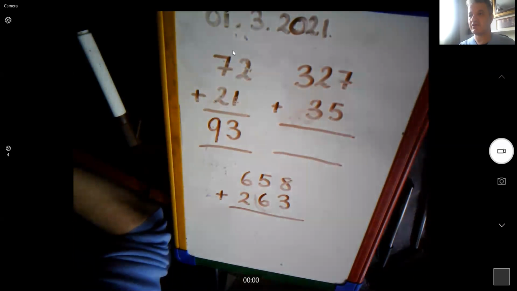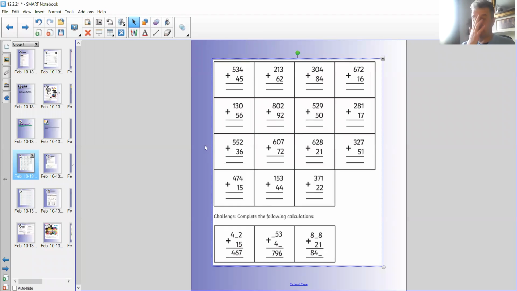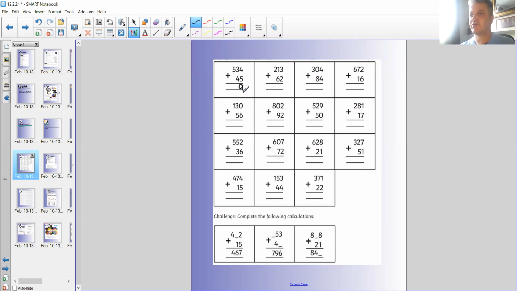Now, this is the sheet I'd like everyone to have a go at. These are all straightforward, the 3-digit adding 2-digit questions. So if you think about 534 add 45, I can just go 4 add 5. I always put the biggest number in my head. 5 is in my head, count on and add on 4: 5, 6, 7, 8, 9. So I just put the 9 right under the 4 and 5. That's why it's called columns.